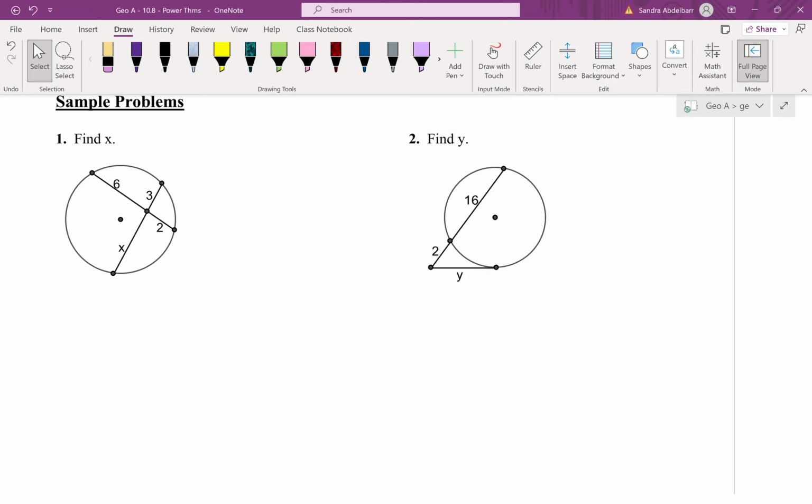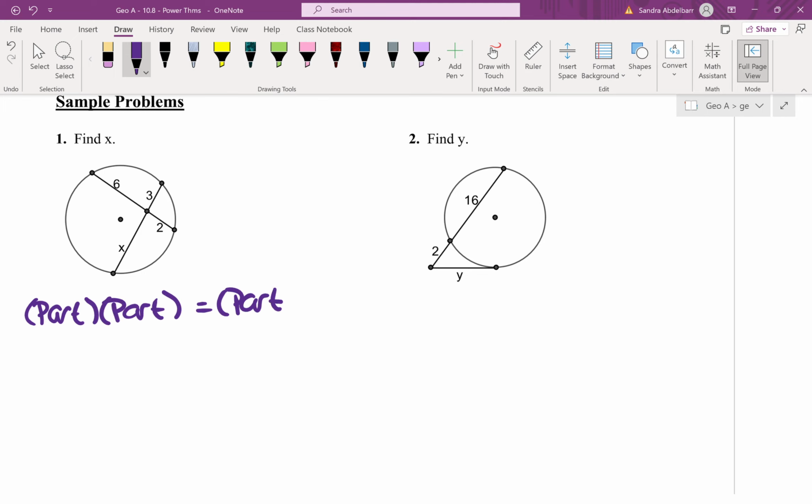So right now, looking at number one, I asked you to find X. Isn't X a segment length? X is a segment length. It is not an angle. So I'm going to look at the diagram and ask myself, what are we dealing with? Are we dealing with a chord-chord, a secant tangent, a secant secant? Adrian? No. All right, so what are we dealing with? Maya? This is a chord-chord, so remember, the chord-chord was part times part equals part times part.